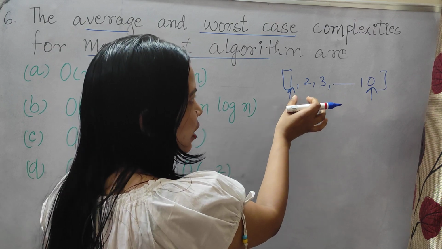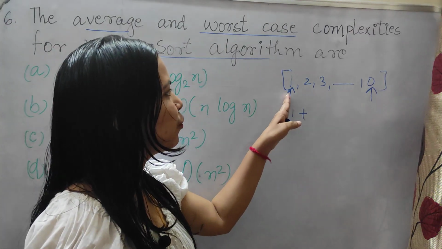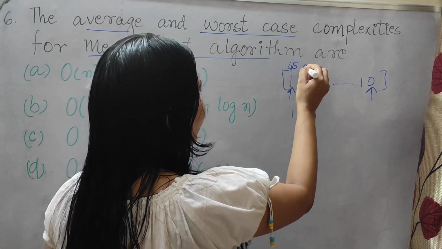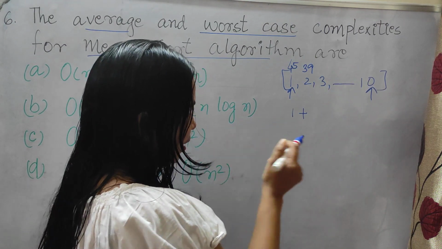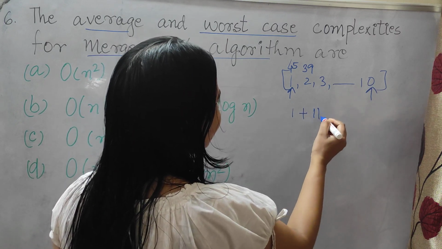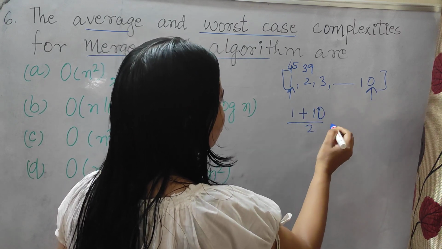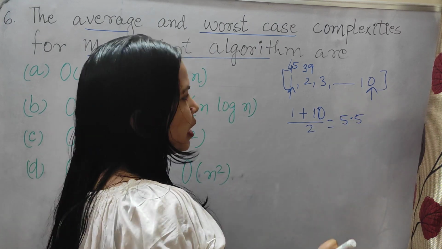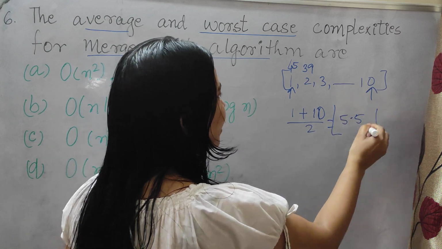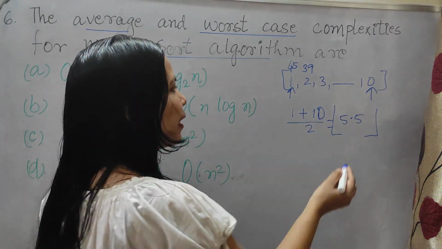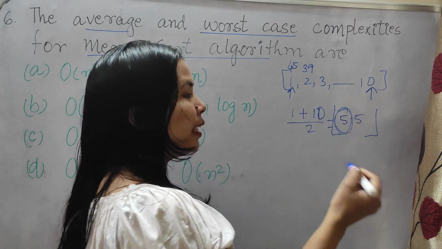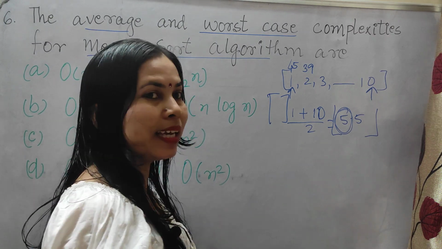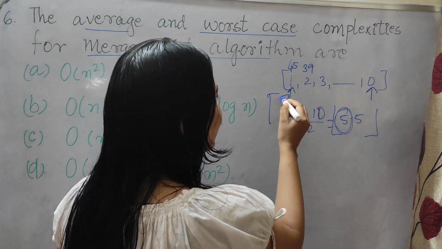Now the first element is 1. This is the array element place: first position, second position, third position. In the first position, suppose 45 is given, then 39 is given, like this the numbers are given. First element plus last element, that means 1 plus 10, which is 11, divided by 2. It will come to 5.5. But we will take the floor value. Floor value means we round down, and if it is the ceiling value, we take the upper part. So for 5.5, the ceiling would be 6.